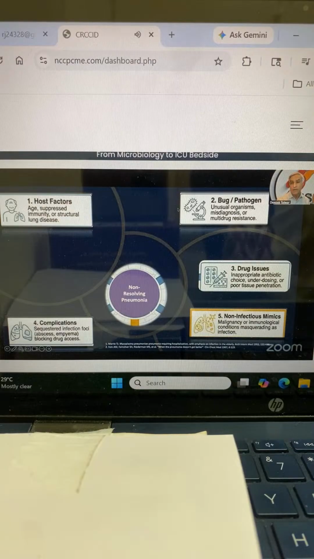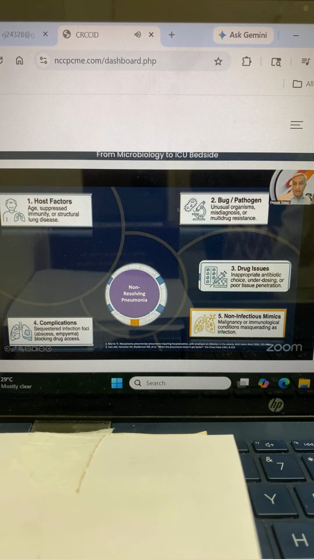Moving on to the third factor, the drug issues, where we have taken a choice of antibiotic which is inappropriate, or we are underdosing, or there is poor tissue penetration, like if the patient has developed empyema and the drug is not able to reach. Moving on to the fourth important factor of a non-resolving pneumonia: developing complications. This has already been highlighted by Dr. Dhruva, that sequestrated infection foci like abscesses or empyema block the drug access and hence the response gets delayed.